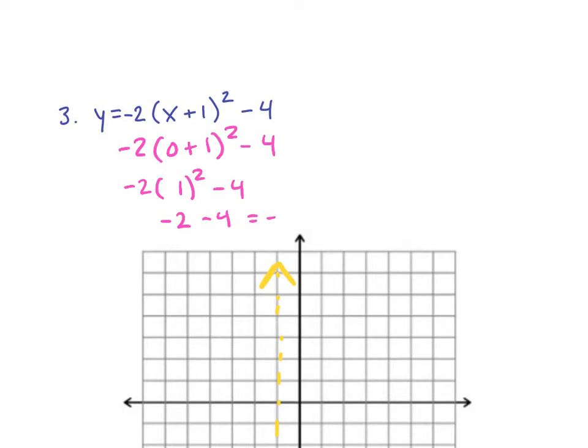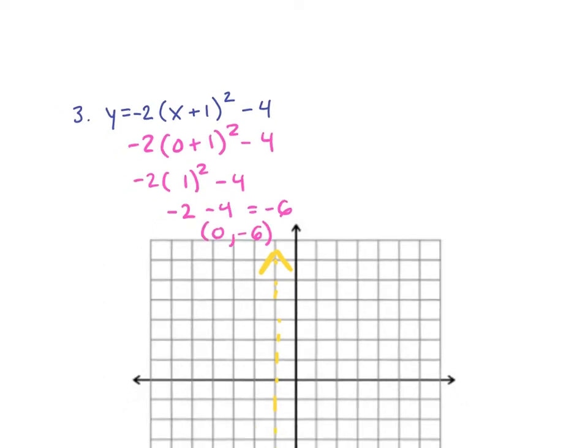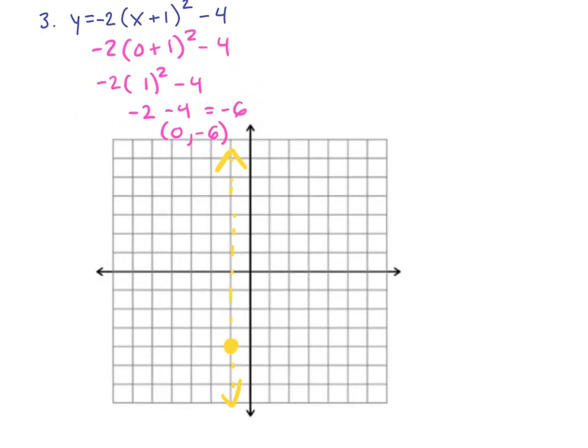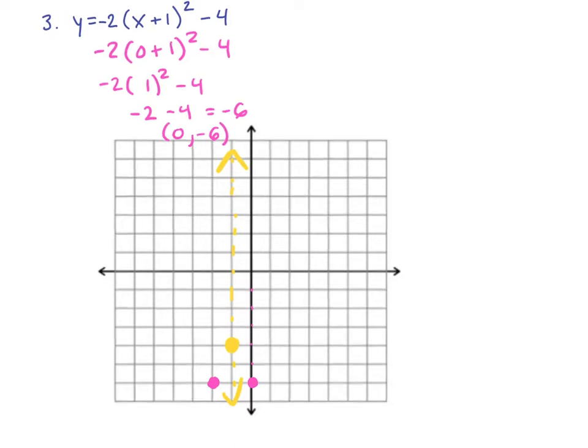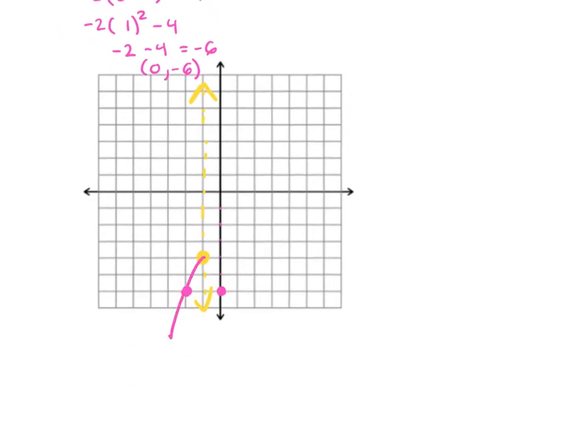-6. So we plugged in 0 and got -6. So we stay on 0, go down 6. Where's our third point going to be? Same thing, but on the opposite side. Once we have our 3 points, we draw a parabola.